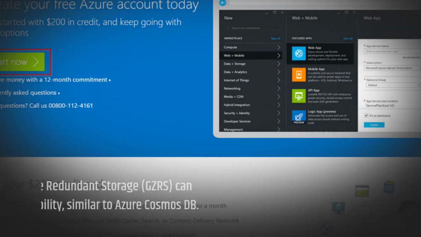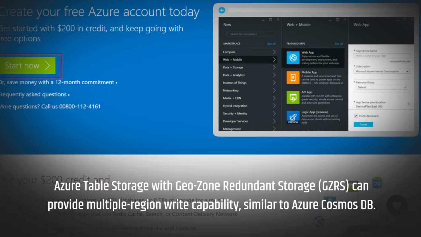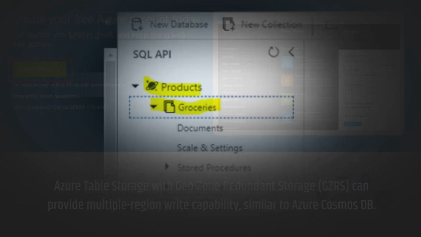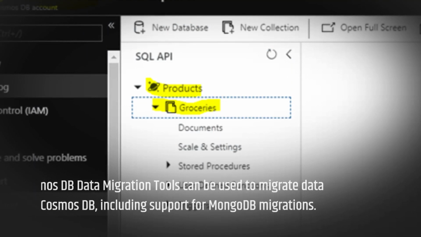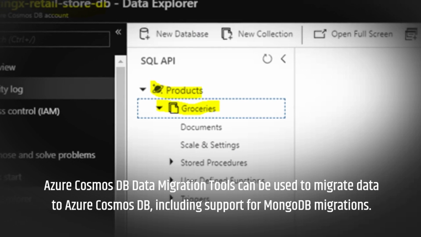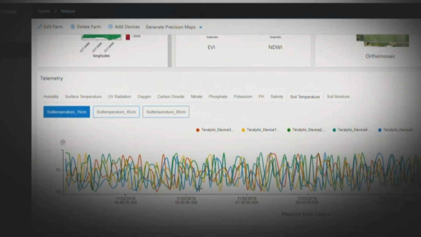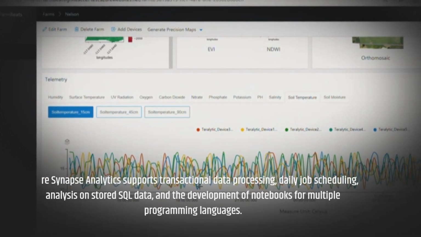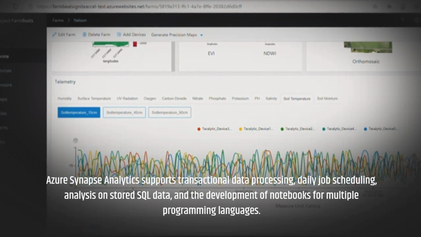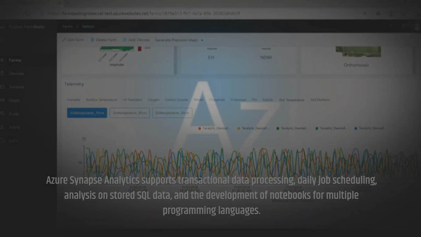Azure Table Storage with GeoZone Redundant Storage, GZRS, can provide multiple region write capability, similar to Azure Cosmos DB. Azure Cosmos DB data migration tools can be used to migrate data to Azure Cosmos DB, including support for MongoDB migrations. Azure Synapse Analytics supports transactional data processing, daily job scheduling, analysis on stored SQL data, and the development of notebooks for multiple programming languages.